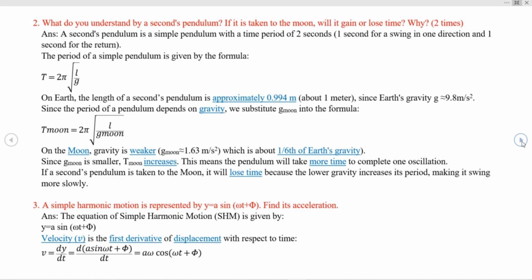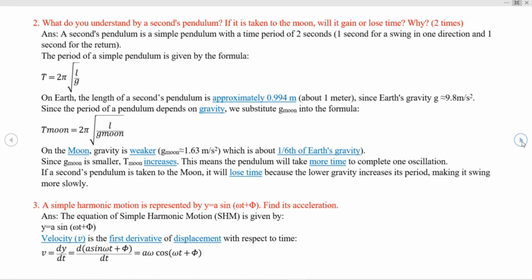Third question we have is, a simple harmonic motion is represented by y equals a sine omega t plus phi. Find its acceleration. Our answer should be like, the equation of simple harmonic motion is given by y equals a sine omega t plus phi. Here we have to find its acceleration. So first we have to find the velocity and then differentiate it, and we will find out the acceleration.